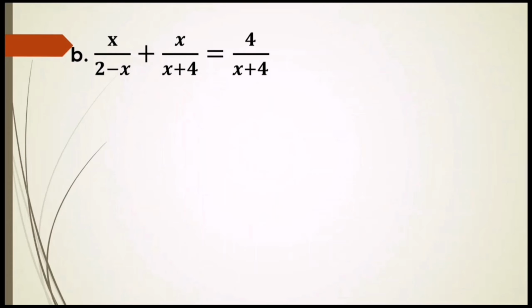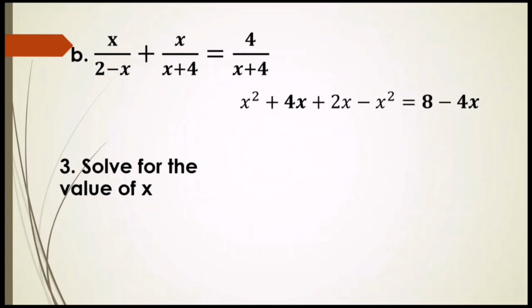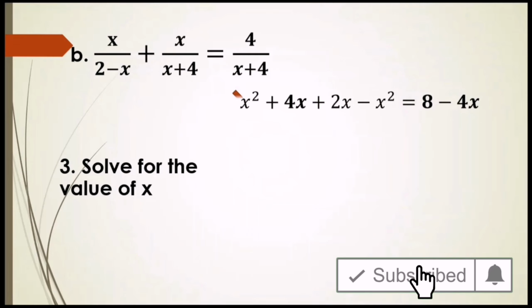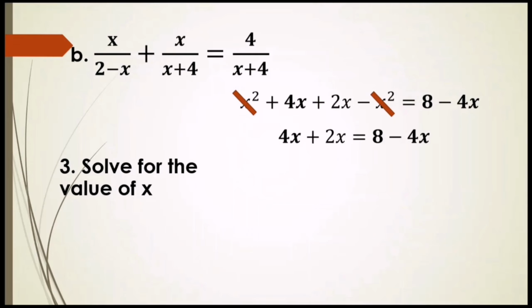After that, we are gonna solve for the value of x. As we can see, we can cancel out x to the second power and negative x to the second power. And then, you rewrite it. 4x plus 2x is equals to 8 minus 4x. We can combine 4x and 2x, which becomes 6x is equals to 8 minus 4x.